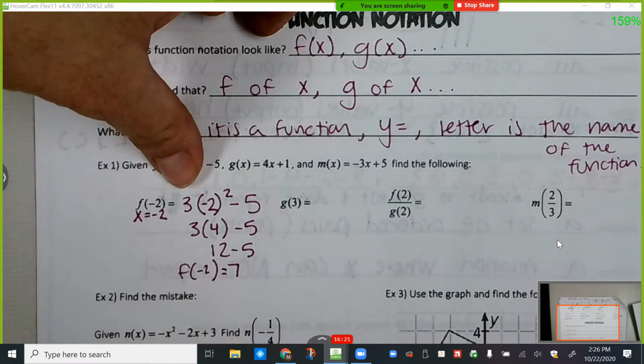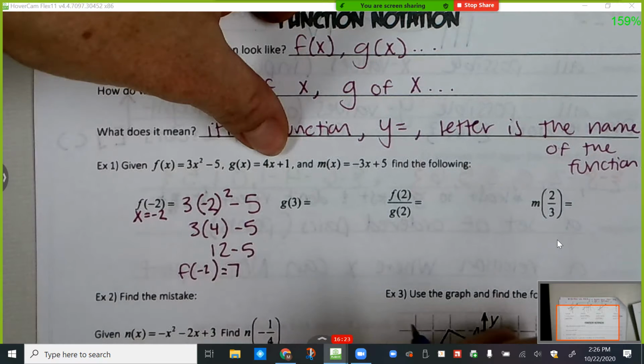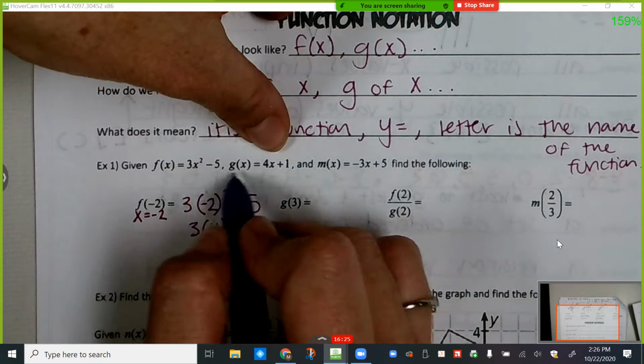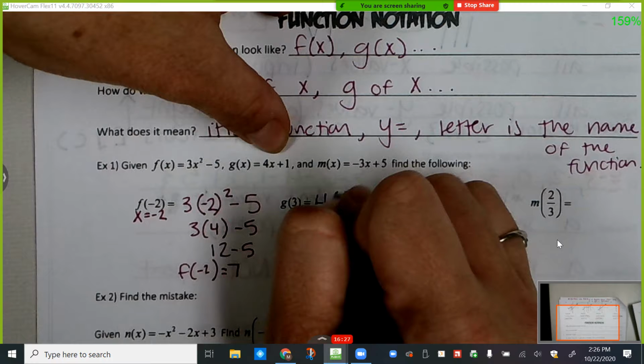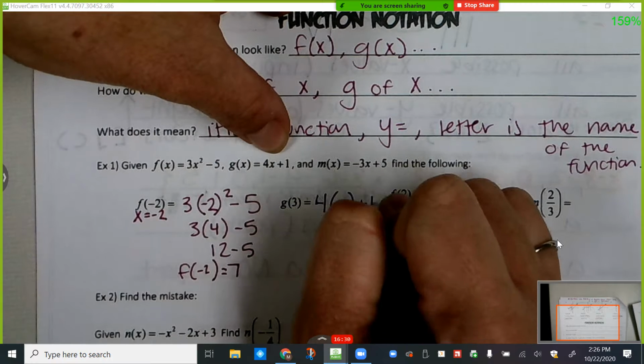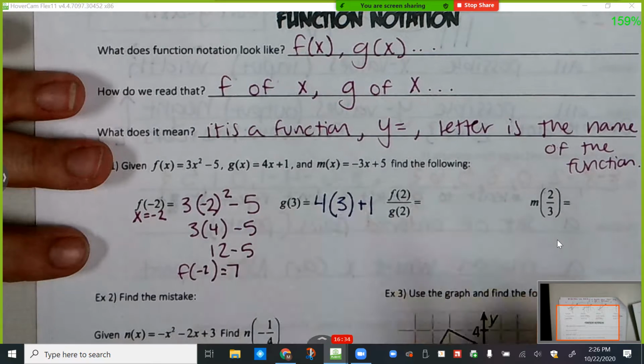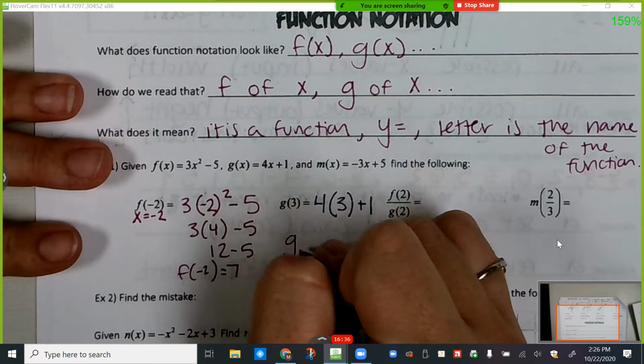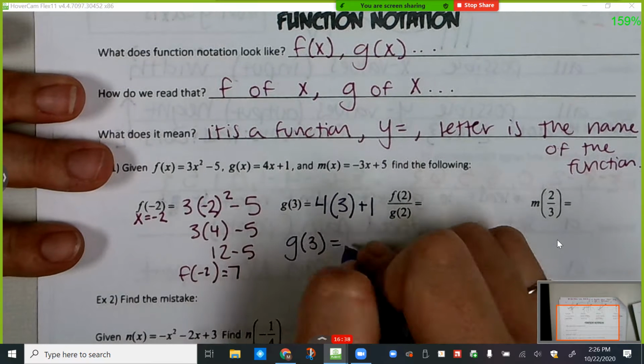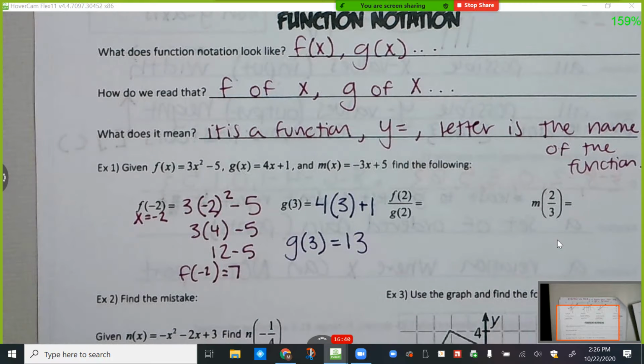Listen. Okay, so this says g of 3. So we're going to use the g of x equation. Remember, rewrite it without the x and put parentheses where the x was. So what am I plugging in there? This one should be easy. What's 4 times 3? 12. What's 12 plus 1? 13. So that one was pretty simple without calculators.